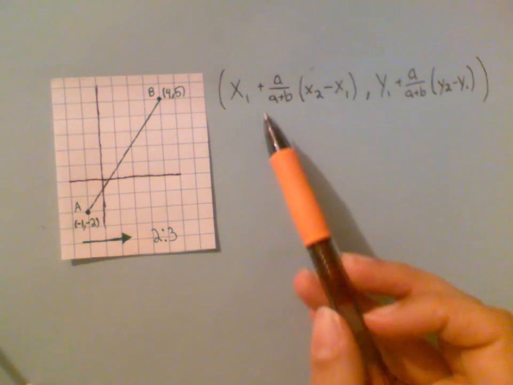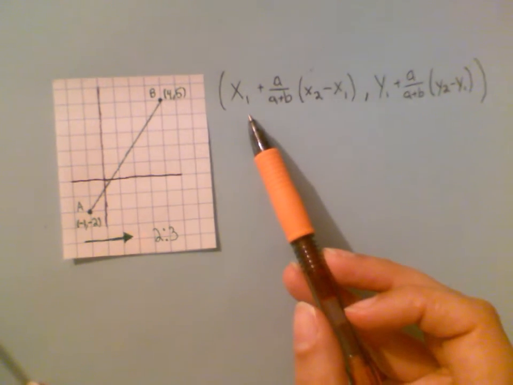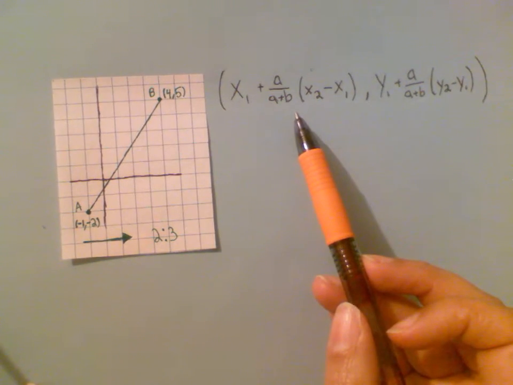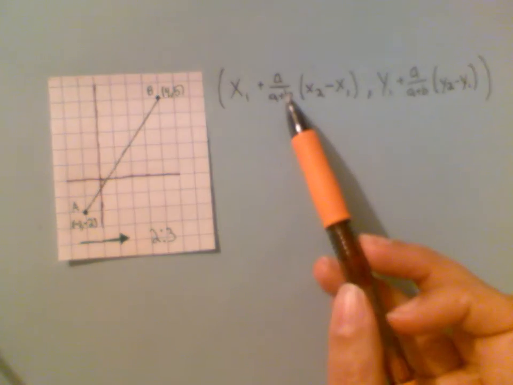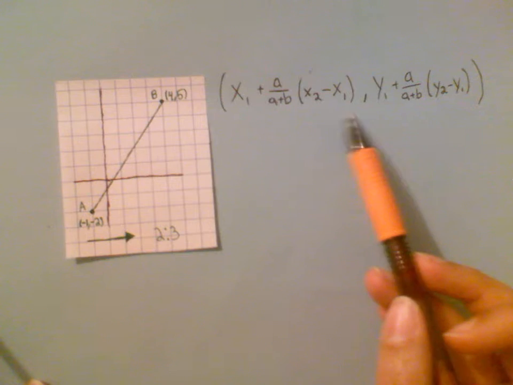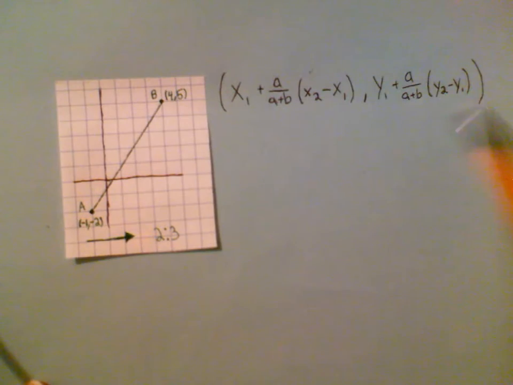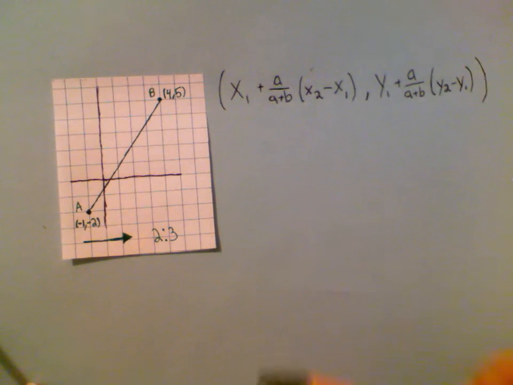So you have your initial x value, and then you're just adding on a fraction of the distance between your two x values to get your new x value. And I'm sorry that the video keeps focusing and unfocusing. I'm going to try to figure that out before I do another video, but it's just what I've got right now.